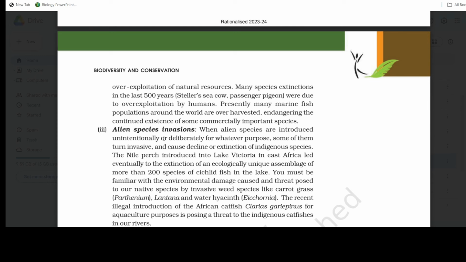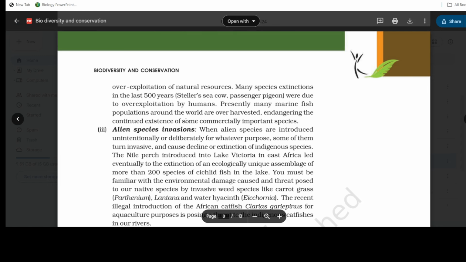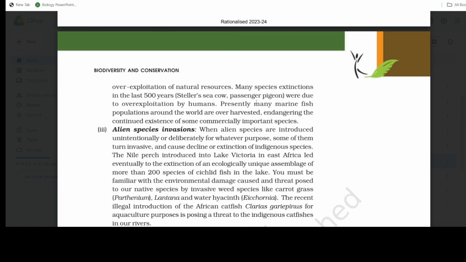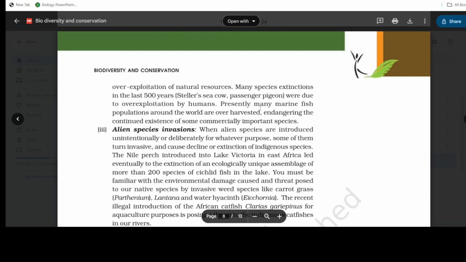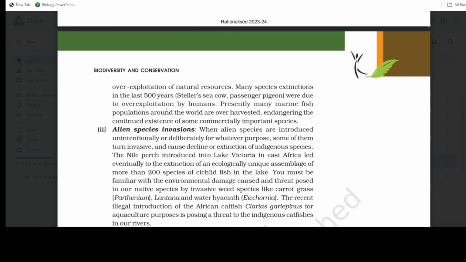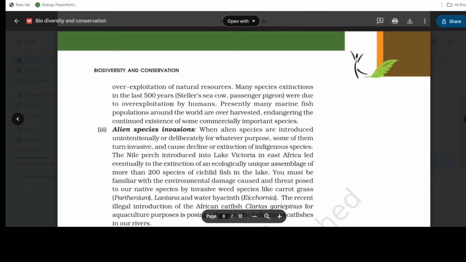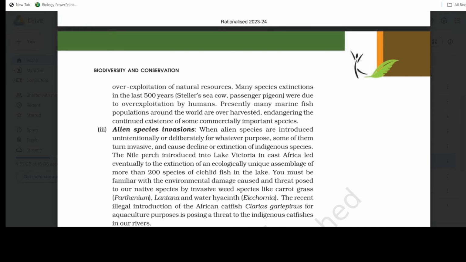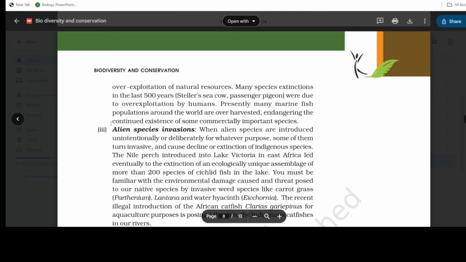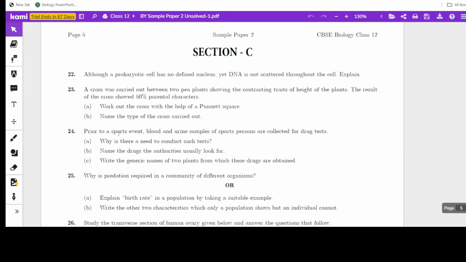You may get this in one word also, or they may ask the question the other way around. The extinction of Steller's sea cow and passenger pigeon: what caused their extinction? Yes, it is overexploitation. Then, presently many marine fish populations around the world are over-harvested, endangering the continued existence of some commercially important species.